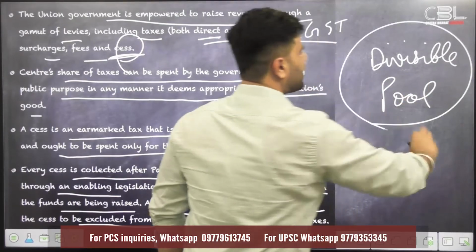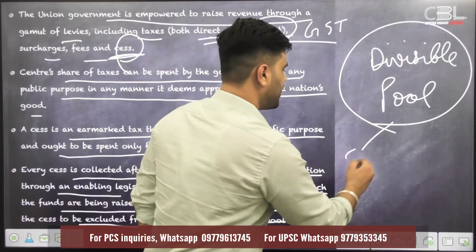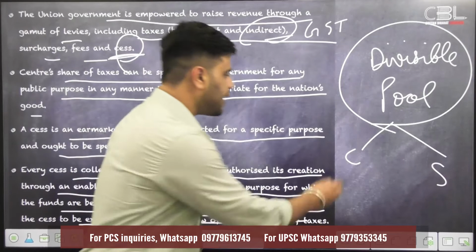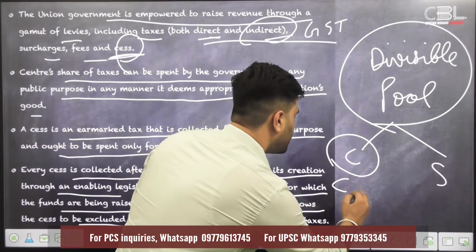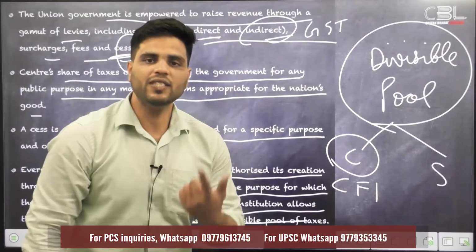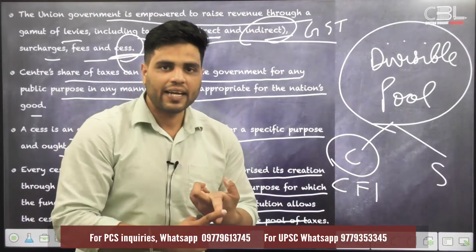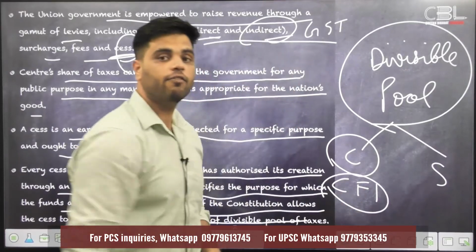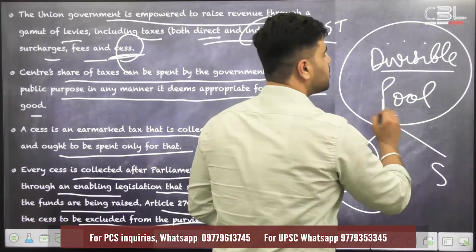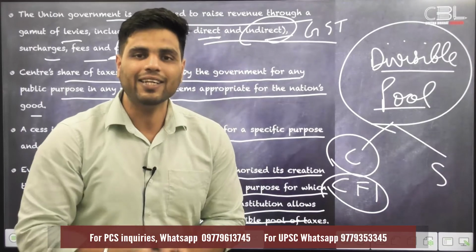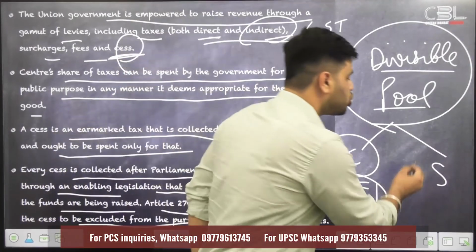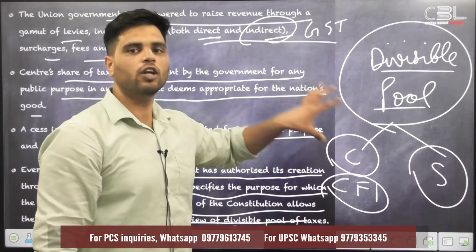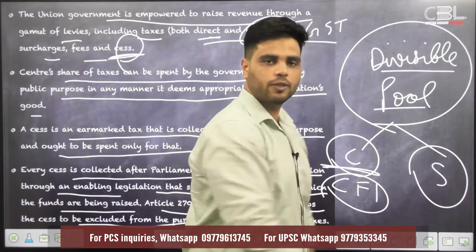Okay, now the money collected in this divisible pool would be divided between center and states on the basis of the recommendations of Finance Commission. Now the center's share would go to Consolidated Fund of India. But what about cess and surcharge? Money collected through cess or surcharge would directly go into the Consolidated Fund of India. It won't go into central divisible pool. That means money collected through cess or surcharge won't be shared with state governments or states. That is completely the property or the money of central government. Okay?